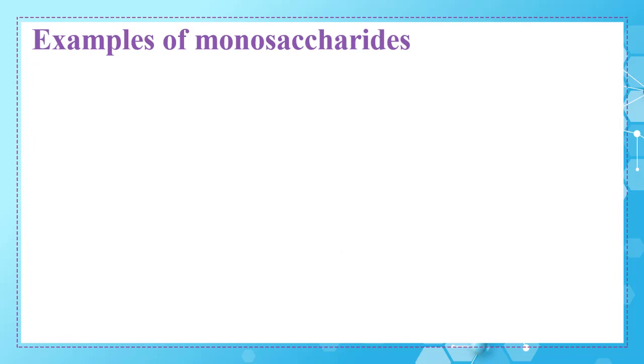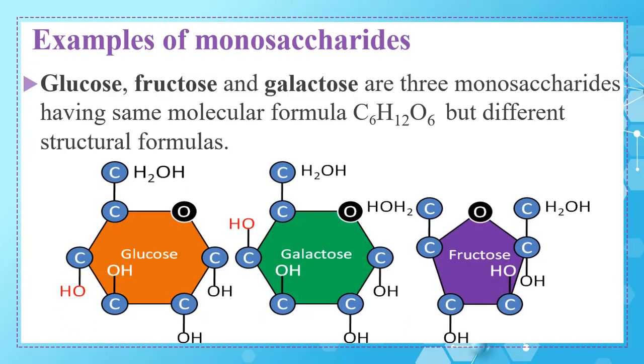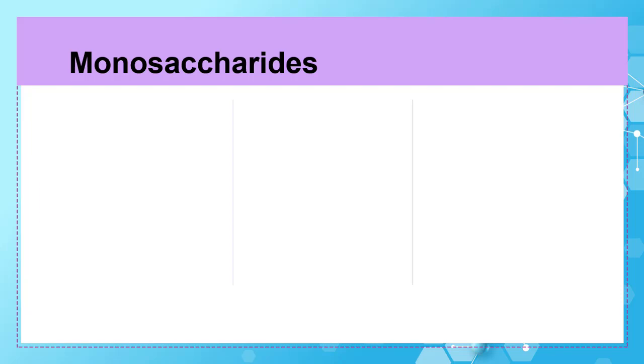Now let's see some examples of monosaccharides. We have glucose, fructose, and galactose. They are 3 monosaccharides having the same molecular formula C6H12O6. Don't forget that we said that monosaccharides are the kind of carbohydrate made of 1 unit. That's why we have 6 carbon atoms, since the smallest number of carbon atoms for these carbohydrates is 6, but they have different structural formulas as you can see here.